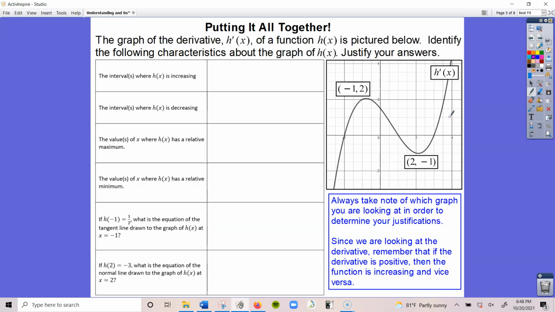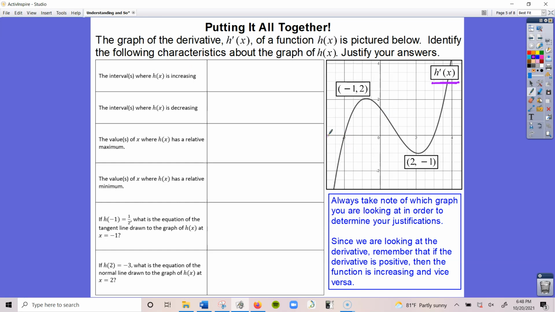Okay, now here we have the graph of the derivative. So we're always going to be going back and forth so you can get a handle of how to read these graphs. For all of these, we're going to identify the characteristics about the graph h of x, and then we're going to justify. So remember, this is the derivative. The interval where h of x is increasing, that's what I want to get first.